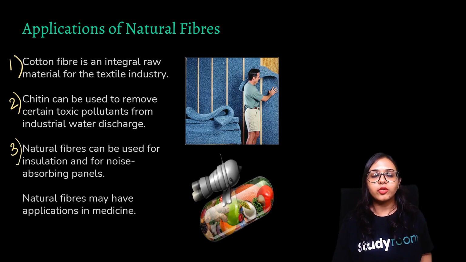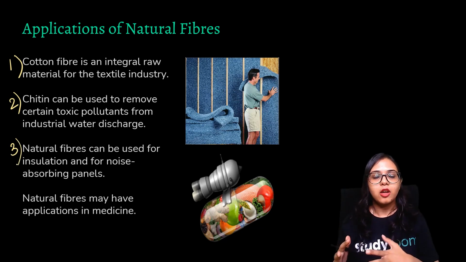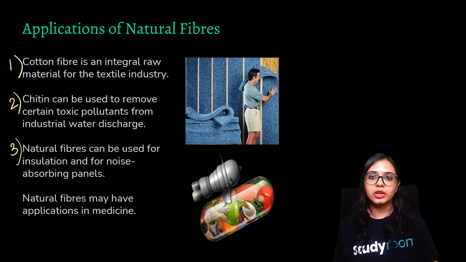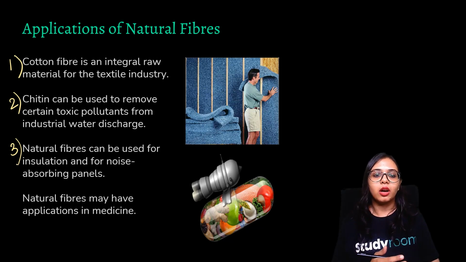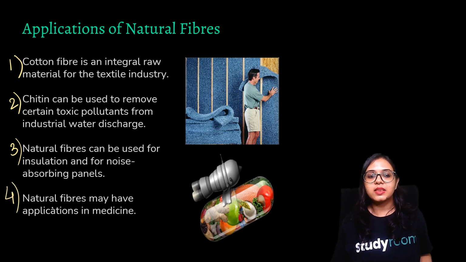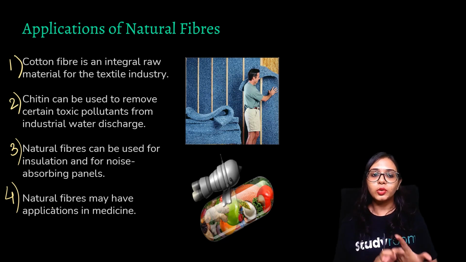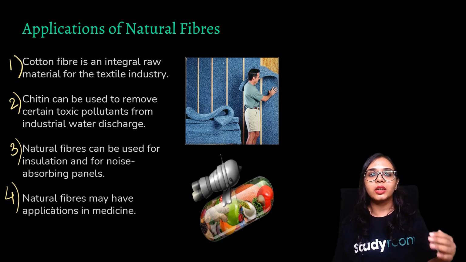So when you have to protect an area from excessive noise, you can form a layer of these natural fibers, and you can protect that area from these very disturbing noises. Natural fibers may have applications in medicine and the pharmaceutical industries as well. So you have medicines, then you have these noise absorbing panels, and chitin, a fiber that is also used to remove toxic pollutants. We have fabric that we wear, like cotton and silk. So these are the very small and easy applications of natural fibers.